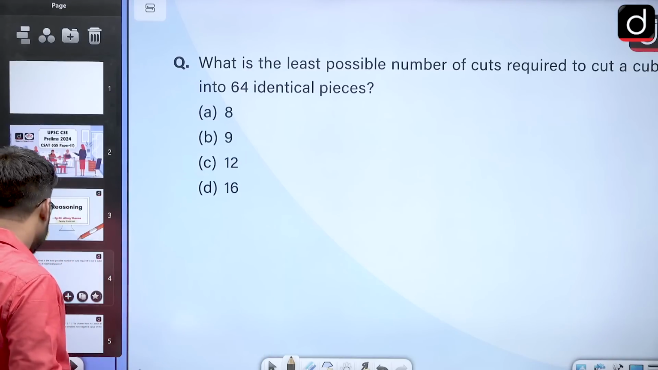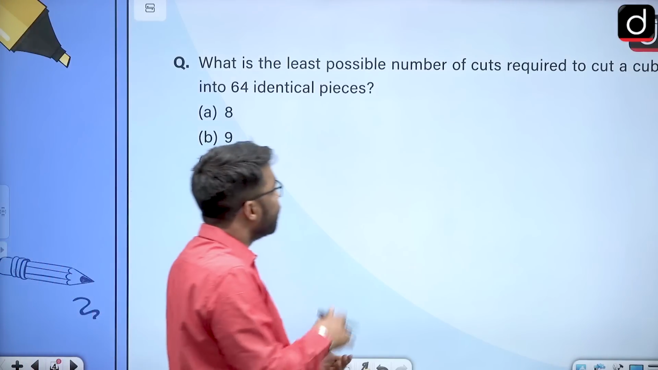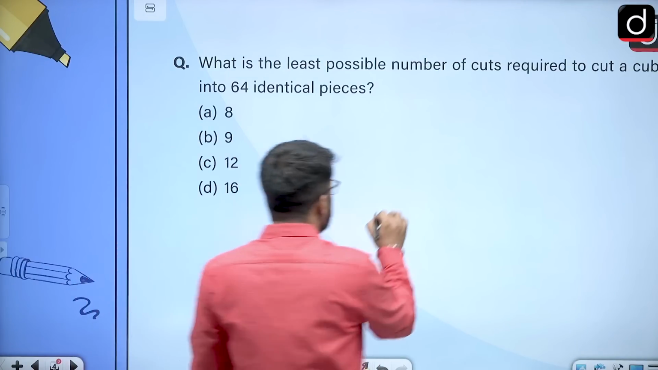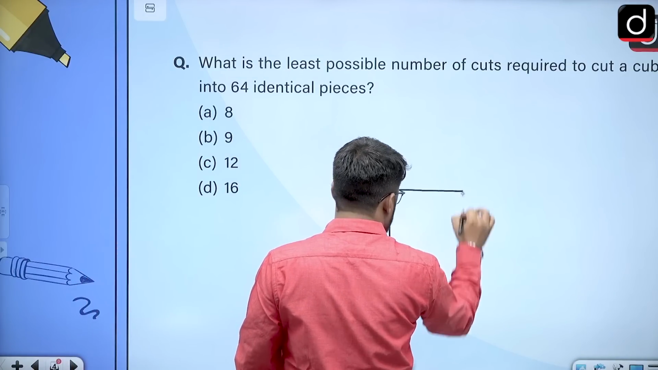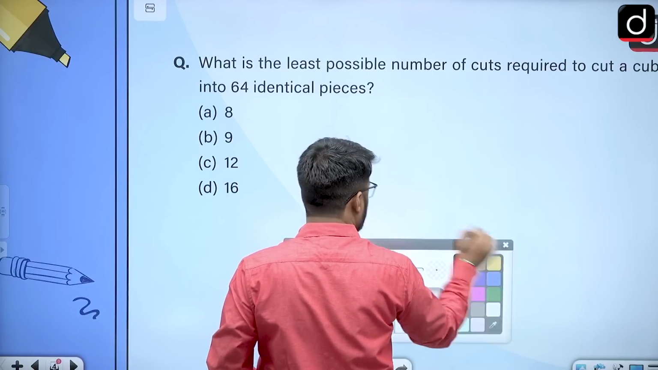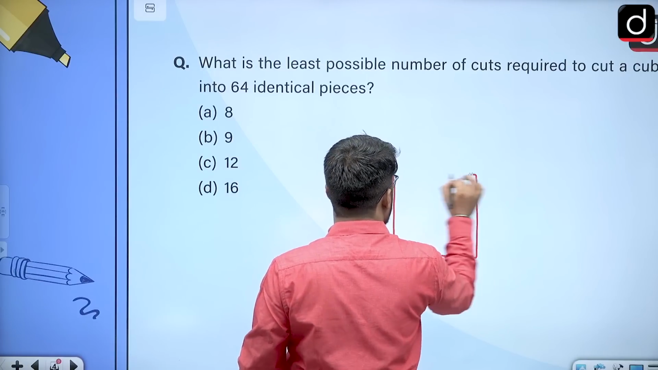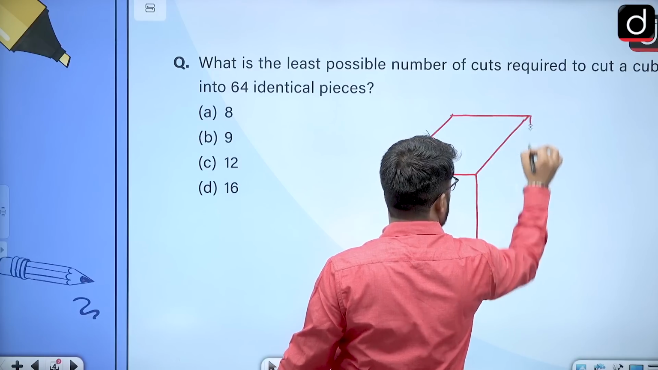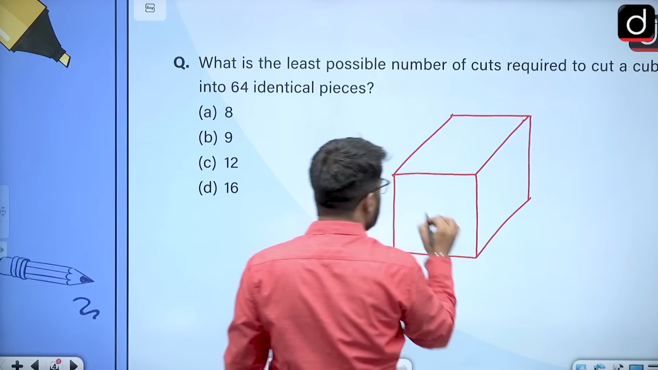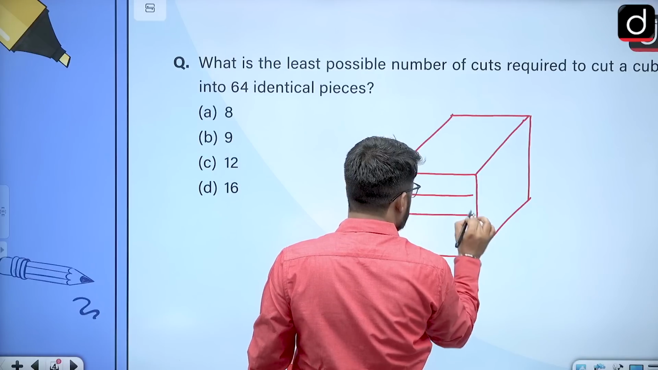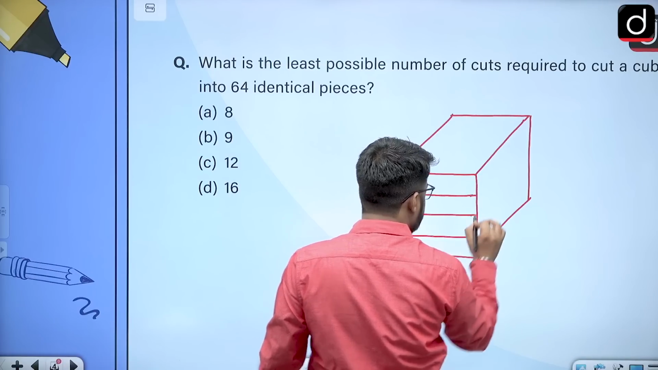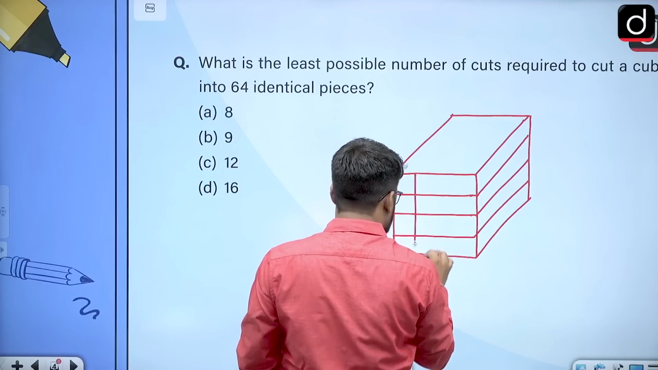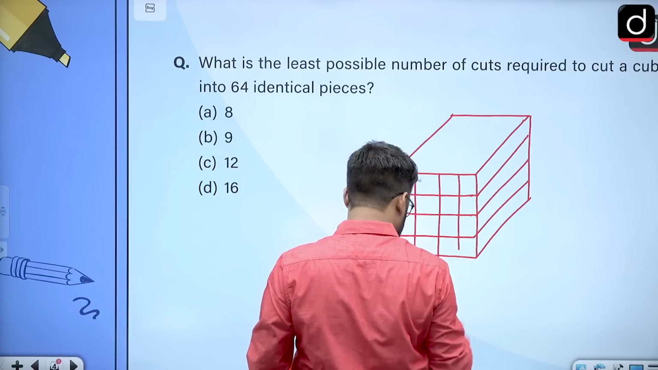The first question: what is the least possible number of cuts required to cut a cube into 64 identical pieces? Now we know this very well, that whenever a cube is going to be cut into 64 identical pieces, every surface of that cube is going to contain 16 squares in it. That means each surface will have 4 cuts in it.